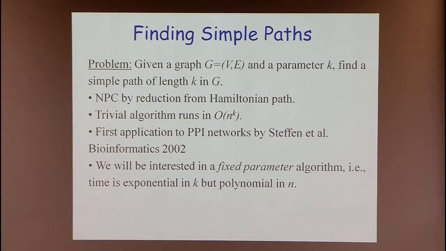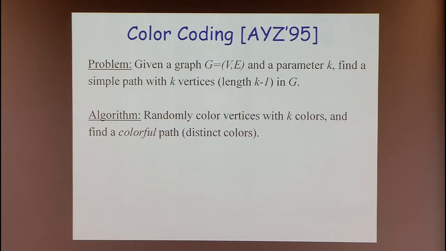What I will be interested in this part of the talk is to show you how you can deal with this problem in a more efficient way by resorting to fixed parameter algorithms, which means that these algorithms are polynomial in the size of your input, but exponential in some parameter. In this case, the parameter is going to be k, which is the length of the path you are looking for. Okay, so of course the time bound will be something like, instead of n to the k, it will be something like n times 2 to the k, which is very practical for moderate values of k. Okay?